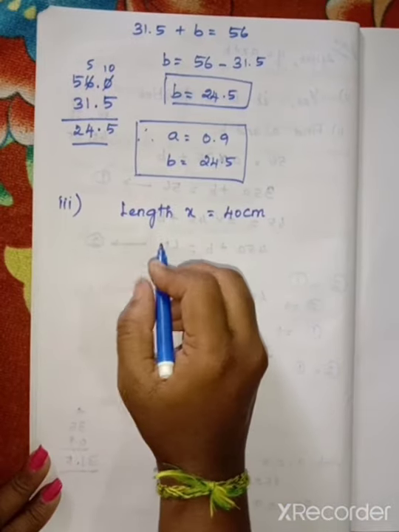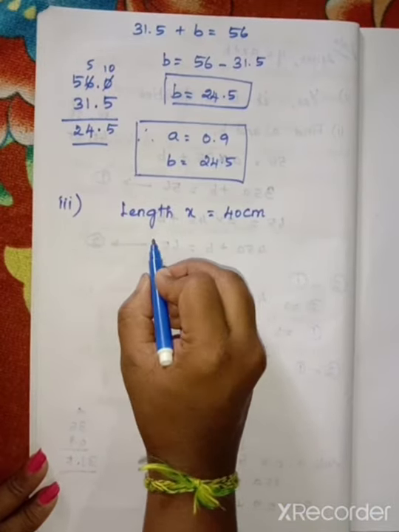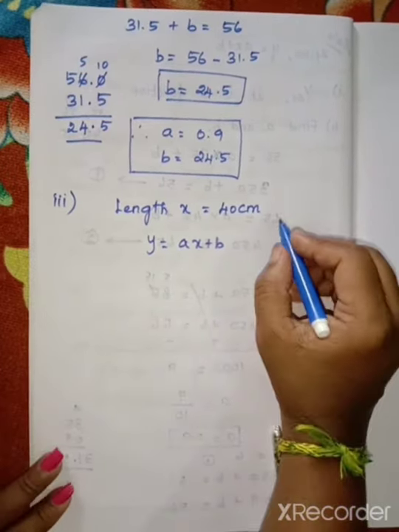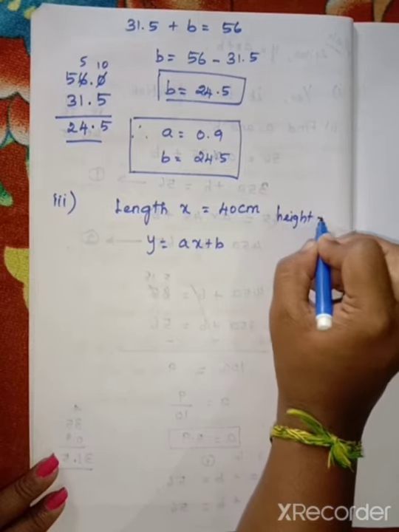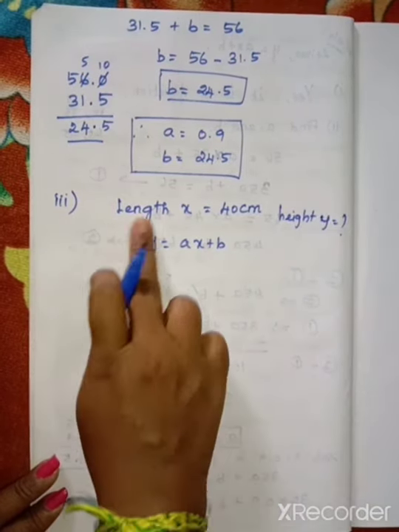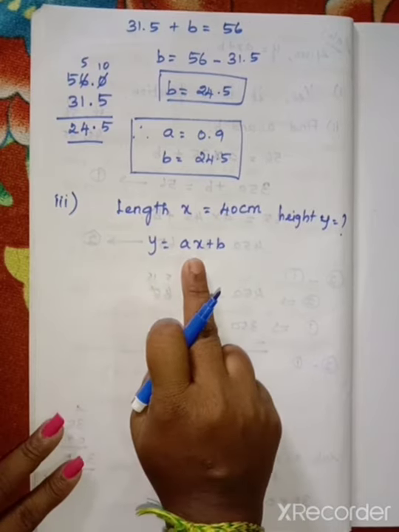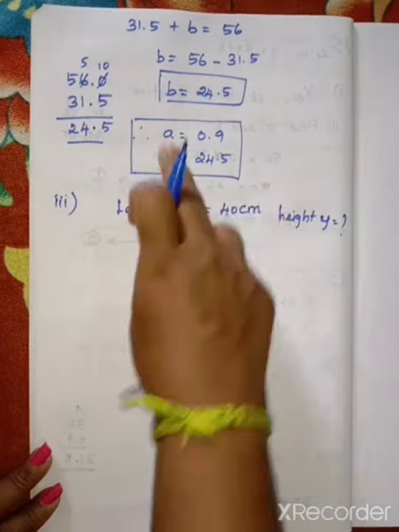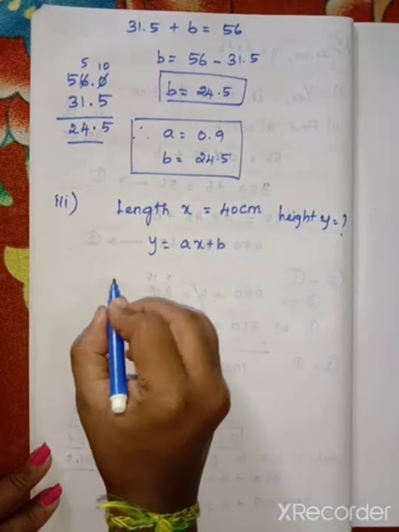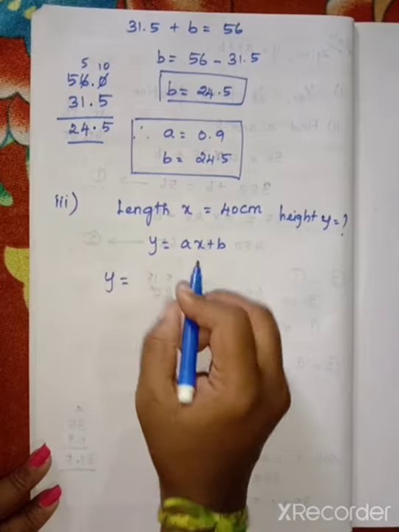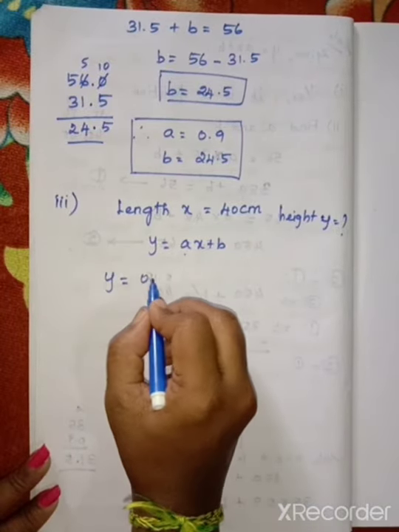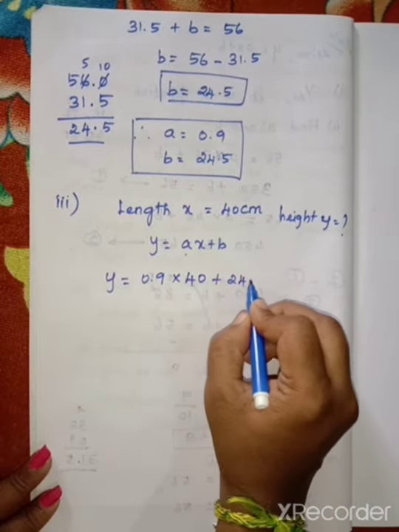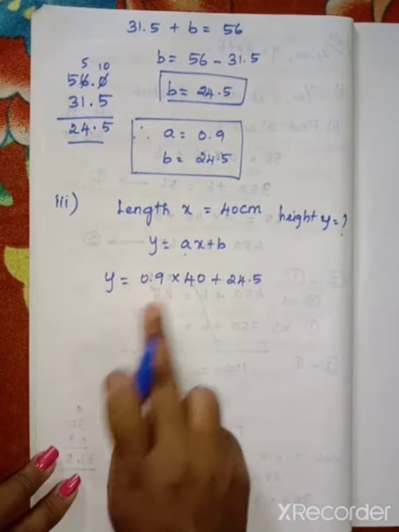Here, the students already know the relationship between the height and length: the equation is y equals ax plus b. Here we want to find the height, that is y. So in place of x we have to substitute 40. Already we know a and b, which we found in the second subdivision. So just substitute: y equals, in place of a, 0.9 into 40 plus 24.5. Now you have to multiply.